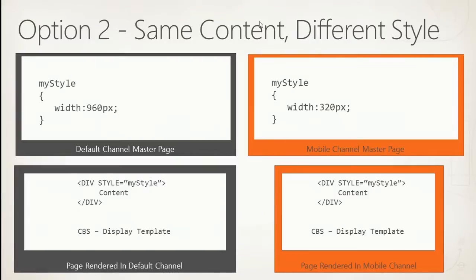On the other hand, when you come to the mobile page, well, I don't want my mobile page to be 960 pixels wide. I want it to be 320. Notice I'm using the same name for the class and the same display template at the bottom. So by just going into site settings and hooking the different master pages to the different device channels, because they load different CSS but with the same class names, now I can format the information with this approach as well.